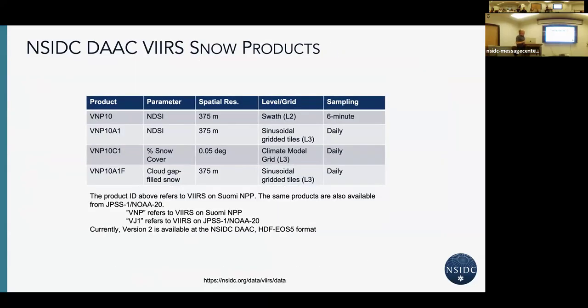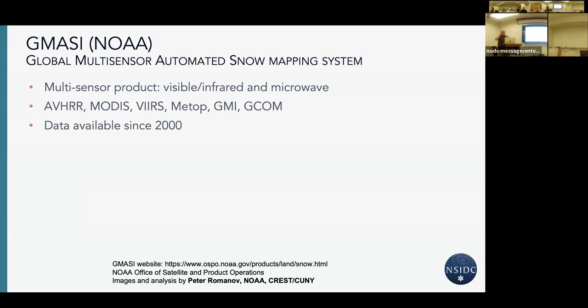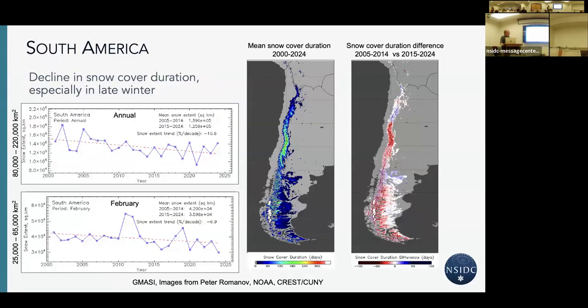I didn't bother to show examples of those because I had another one that a colleague of mine at NOAA provided me. This is Peter Romanov, who's at the City University of New York. And he works on some of the NOAA products, and this global multi-sensor automated snow mapping system. The multi-sensor product does use VIIRS and MODIS, as well as passive microwave data, and then going back, AVHRR. It merges everything together, so you get a pretty complete picture daily.